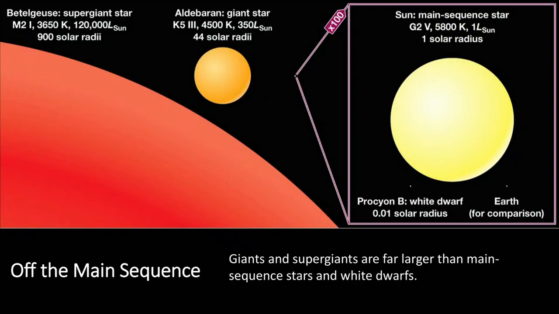So this little dot outside of this zoom is the sun, and now you're comparing the sun to a giant star and then a supergiant star. Betelgeuse is a supergiant star, and you can't even fit it on the same slide as the sun and still be able to see the small speck that the sun is. So stars can get very, very, very big once they are evolving off of the main sequence.